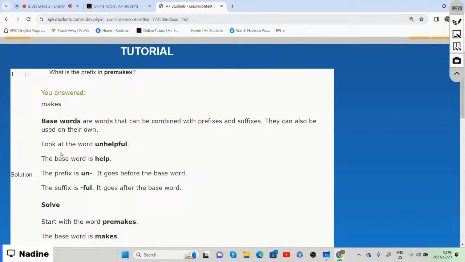So once you add the prefix to the base word, the meaning changes. Or once you add the suffix to that base word, then the meaning of that specific word also changes, right? And there we have a few examples of, let's say, unhelpful. So unhelpful, right?